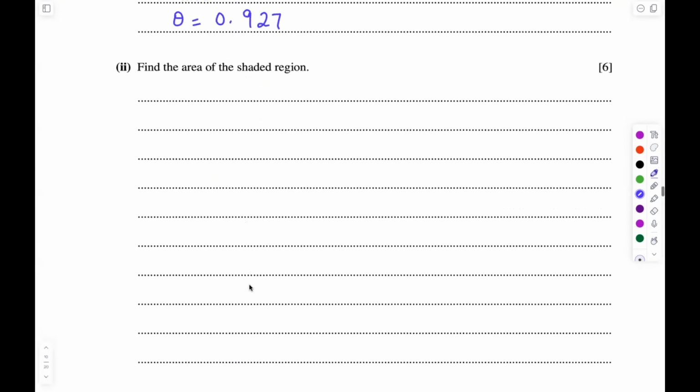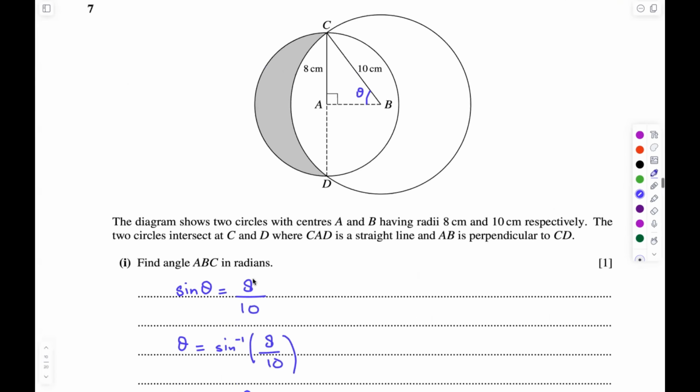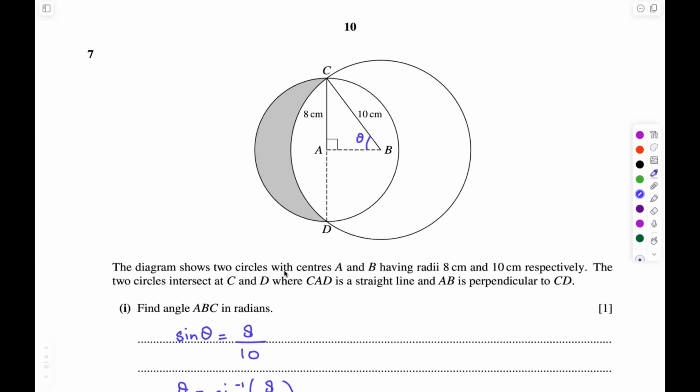In part 2, we have to find the area of the shaded region. Now to find the area of the shaded region, first make a line from B to D. Then we can find the area of the sector BCD. We can find the area of both of these triangles. As this is 10, this is 8, we can apply Pythagoras theorem to find the height AB.